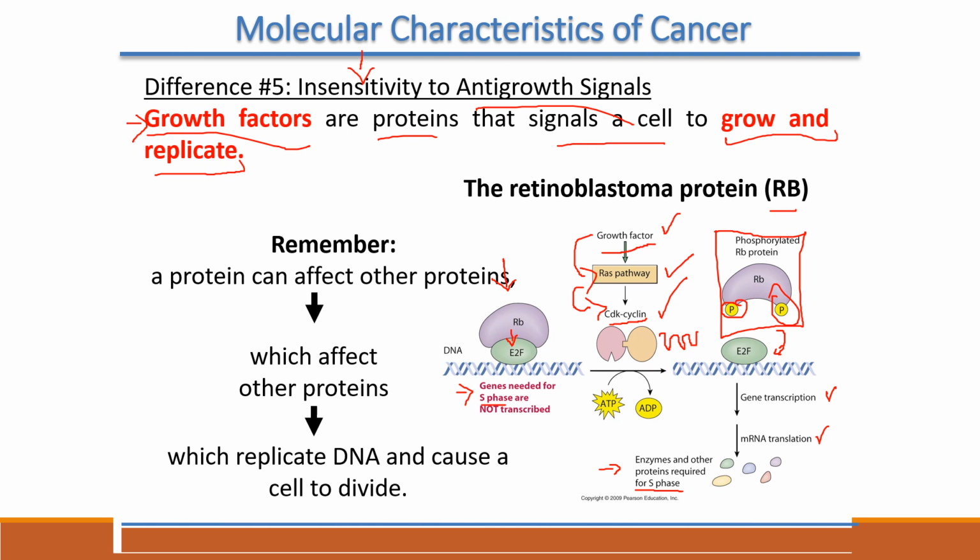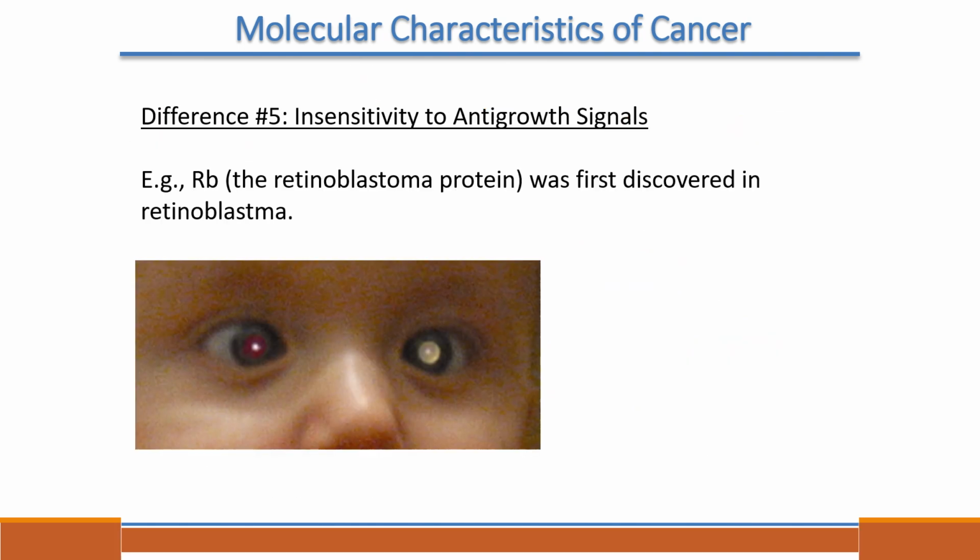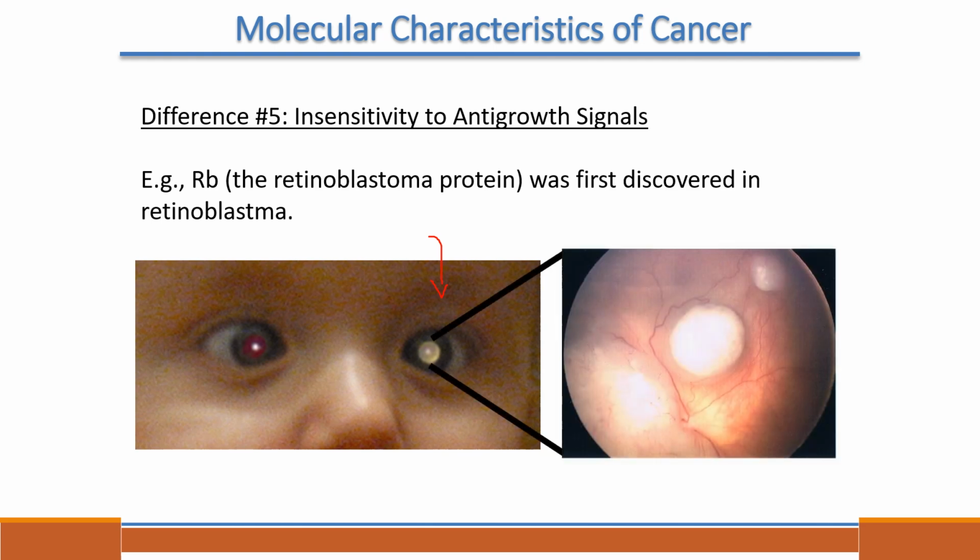And how was this found? Let me show you a slide of how it was found, this RB. This mechanism is very important, and it was found in one type of childhood cancer. Here you can see that in the iris this translucent structure was found to be a cancer, a tumor. And later on, science found that it was a mutation in a protein.